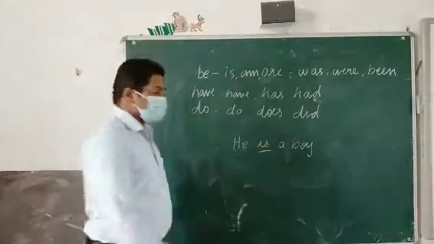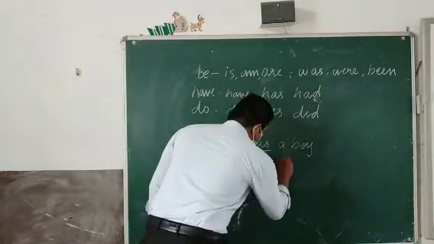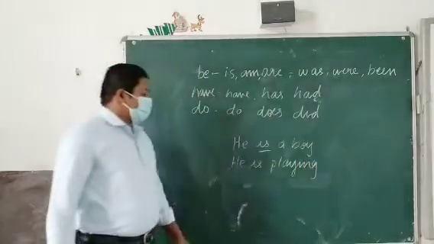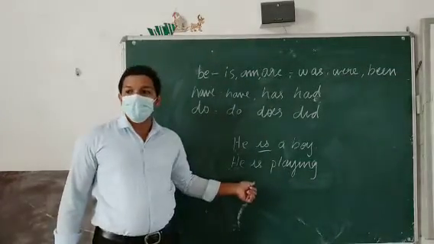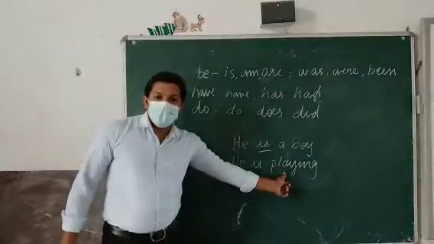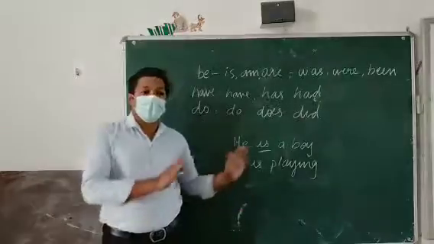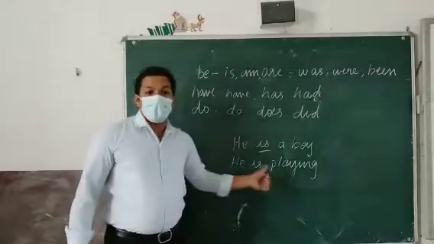When will it become an auxiliary verb? When it is supporting, like he is playing. Here, is it an auxiliary verb? Yes, it is. Why? Because there is another verb there. Play is the verb, and this is a helping verb. It is supporting that verb. It is helping this verb to form a tense.